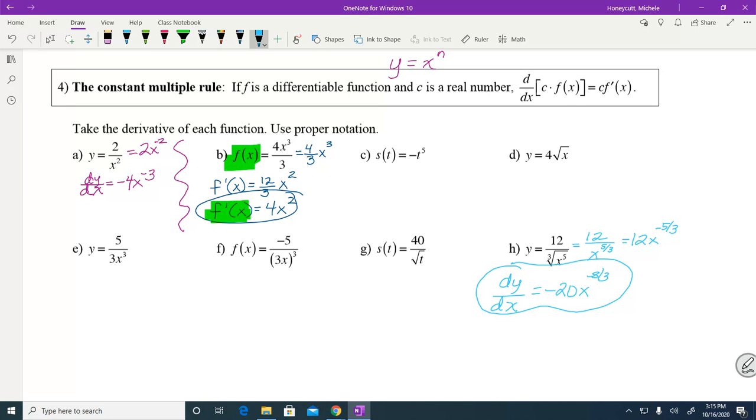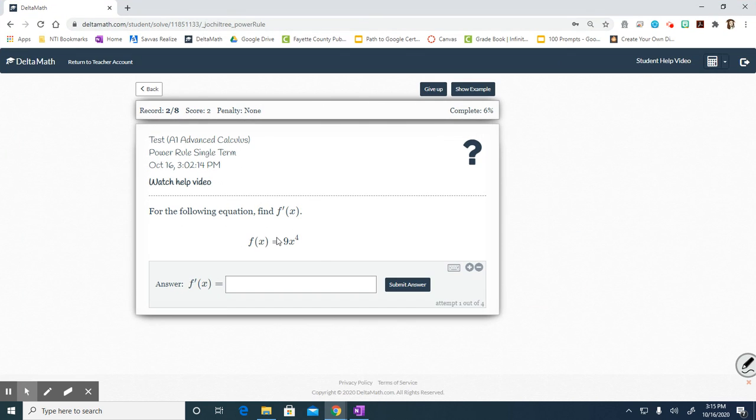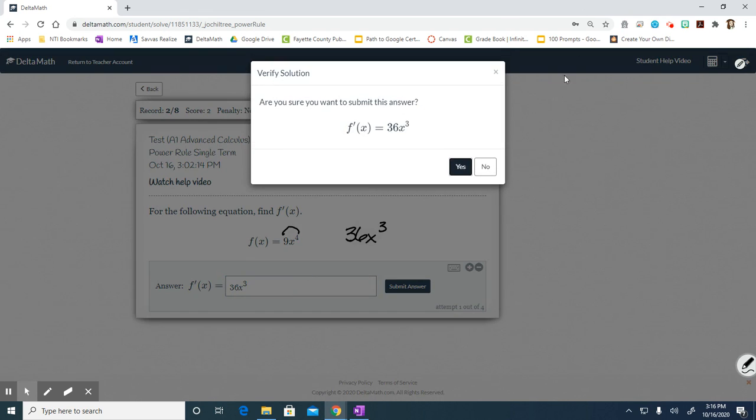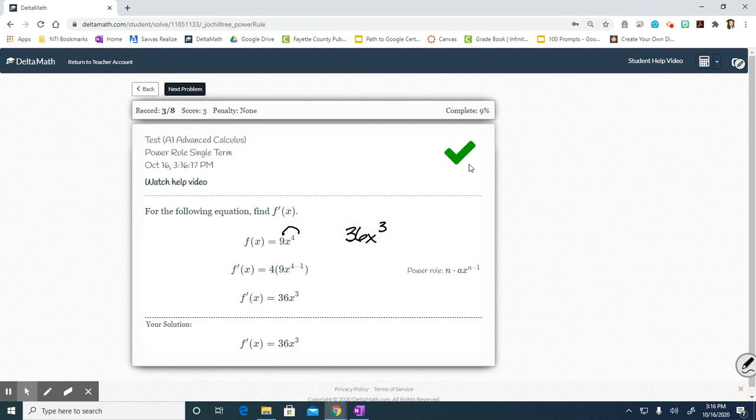So let's look at a couple problems that you'll have like this on Delta Math. Here's an example. You have the equation f of x equals 9x to the fourth, and I need to find the derivative. So I'm going to multiply 9 times 4. I get 30, oh no I don't, 4 times 9. Yeah, 36 x to the third power. So I'll type in 36 x to the third. Answer, yes.